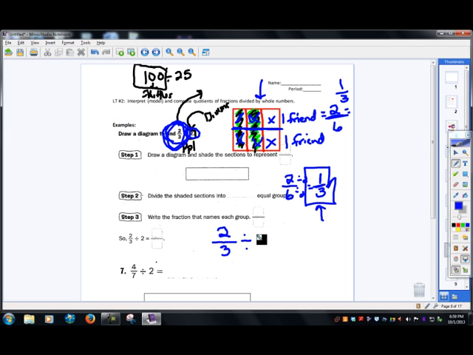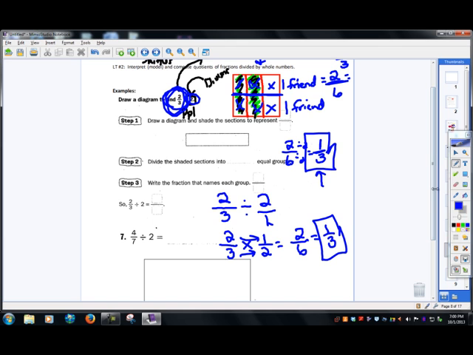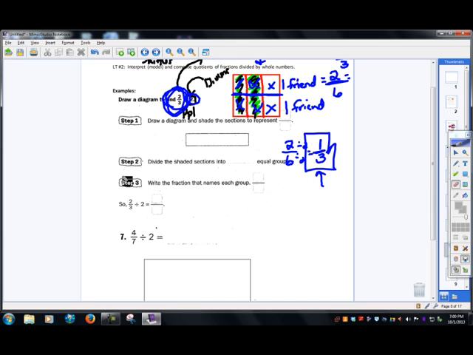2/3 divided by 2. Okay? Remember, division is just multiplying by the divisor's reciprocal. So here's 2/3. That's your dividend. That doesn't change. This becomes multiply. And then we got to do the reciprocal of 2, which is 2 over 1, which is 1/2. We do this, we get 2/6. We multiply straight across. 2/6 equals 1/3.